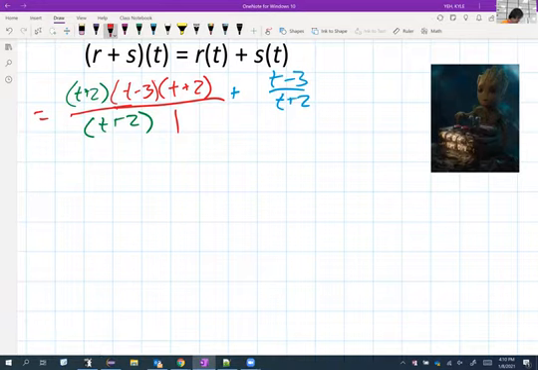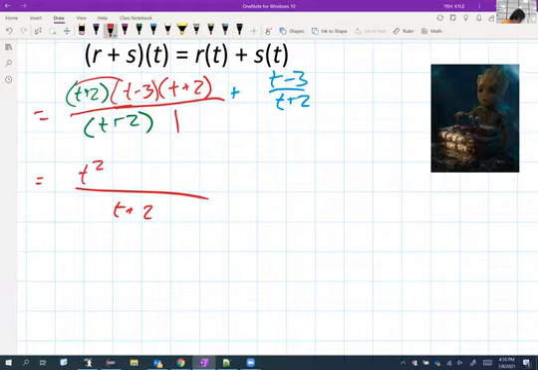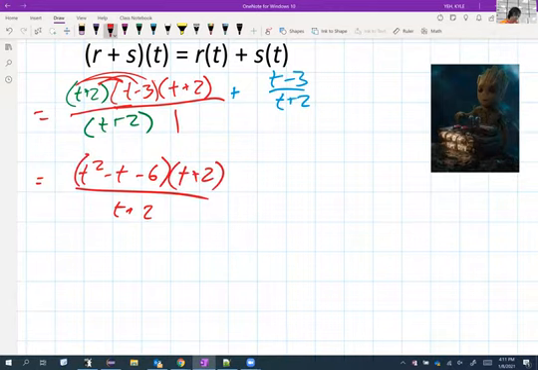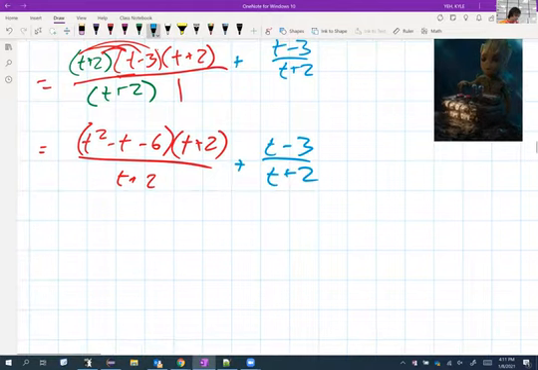So on the left, I know I'm going to get t plus 2 on bottom, but I'd better start multiplying. So I'll FOIL out these first two, t squared minus 3t, but plus 2t. So minus t minus 6. And then we still haven't multiplied in this t plus 2 yet. And we're doing all of this so that we can add to this t minus 3 over t plus 2 over here on the side.